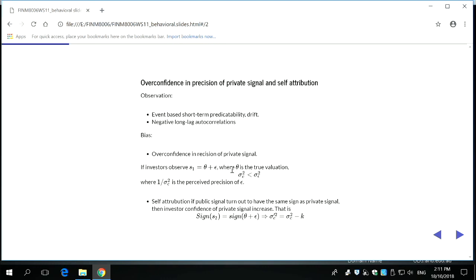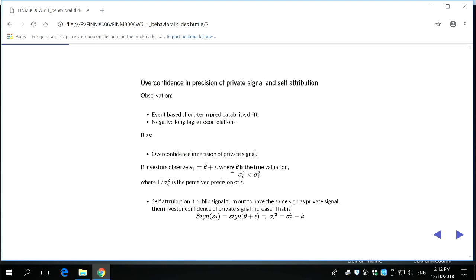If you look at the long run, as we talked about many weeks before, you observe return reversals, right? In the long run, the winners eventually become the losers, and the losers eventually become the winners. So how can we explain this? One way is to have this model of imprecise overconfidence in the private signal and self-attribution. Self-attribution is a behavioral bias, and overconfidence is also a behavioral bias.